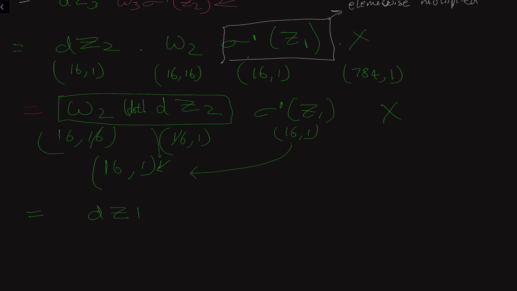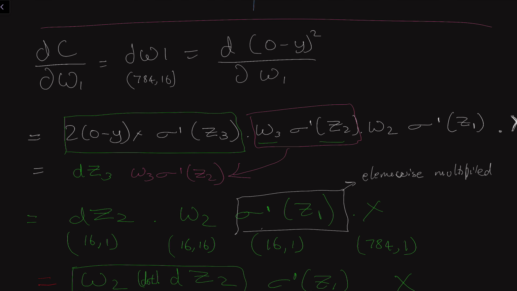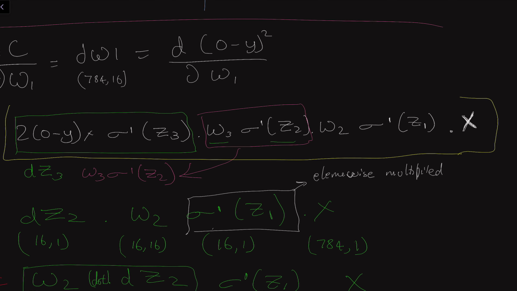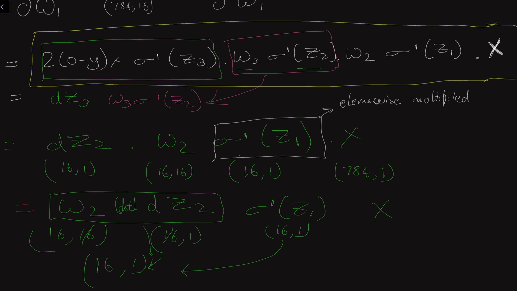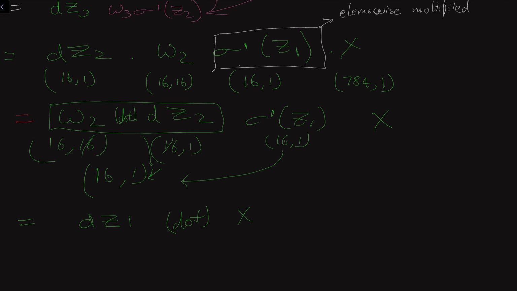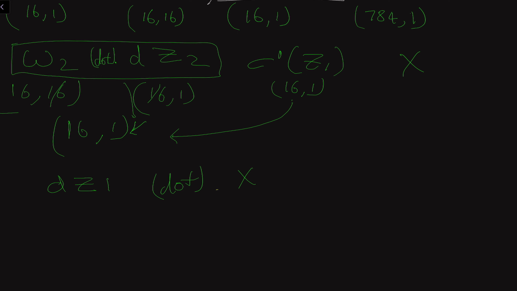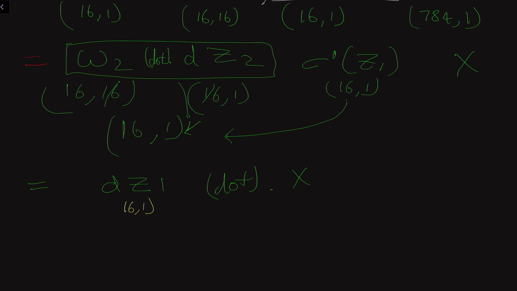Dot X. I'm simplifying the equation here. Just so you know, you can write this whole big equation out while you're coding, but I'm making it simpler so the equation doesn't look scary, okay? I'm just making it so that we have smaller variables which are holding more stuff, okay? So dZ1 is this, and dot X, okay? So this is 16 comma 1 and X is 784 comma 1.